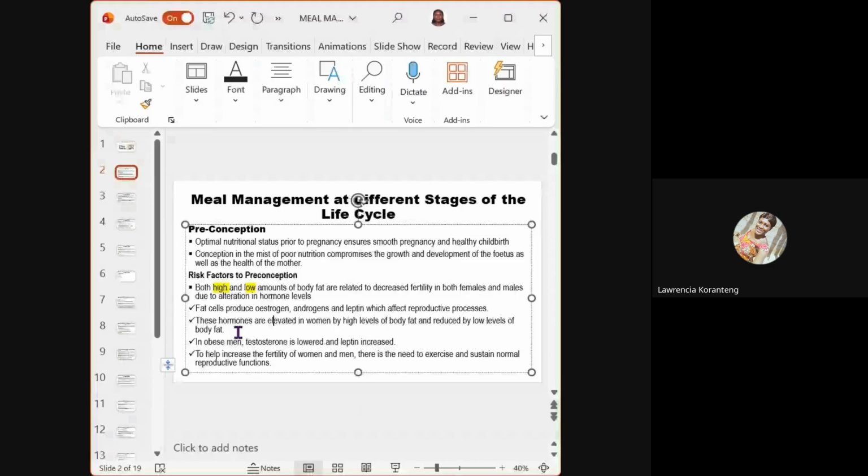Okay, so we are saying that in obese men, this particular hormone is decreasing. What is this hormone, the leptin? What does it do, that it is rather increasing? What is this hormone? Search for it. What is it, and why is it increasing in obese men?